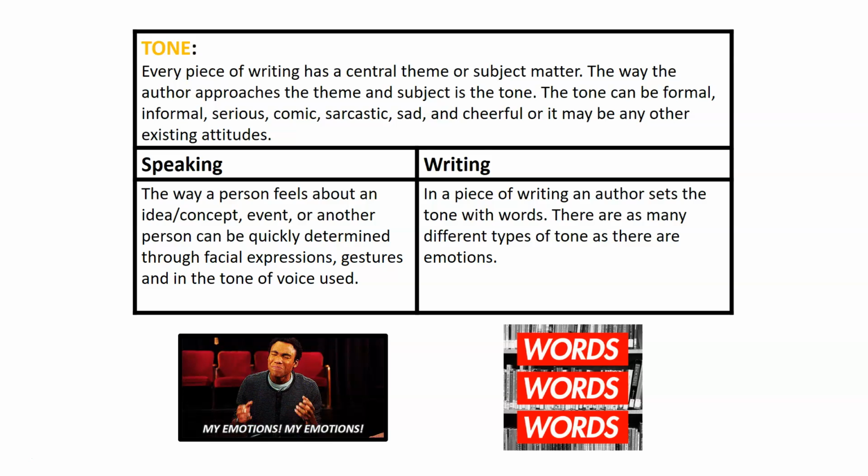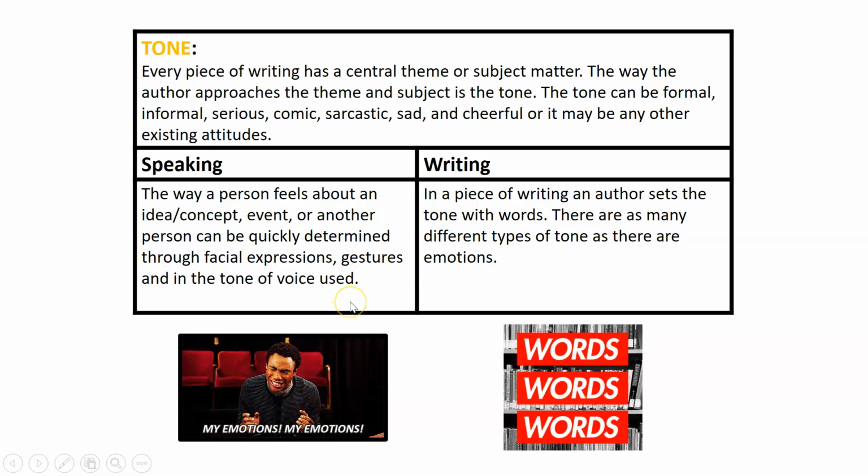Moving on, we can say that tone in every piece of writing has a central theme or subject matter. So in The Drover's Wife, it's about survival and determination and the Australian spirit, if you were to read the entire short story. The way the author approaches the theme and subject is the tone. So the tone can be formal, informal, serious, comedic, sarcastic, sad, and cheerful, or maybe another existing attitude or emotion.